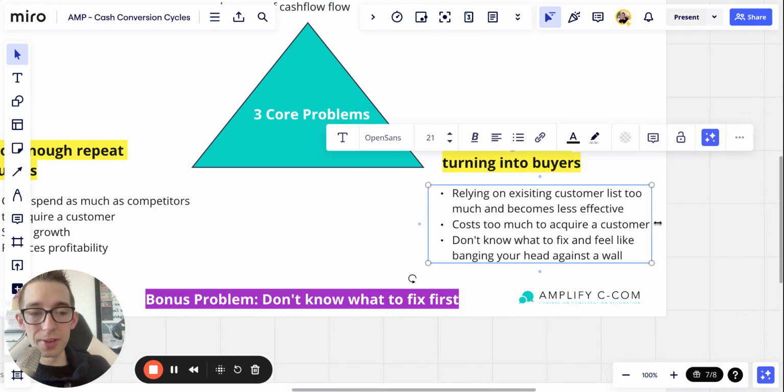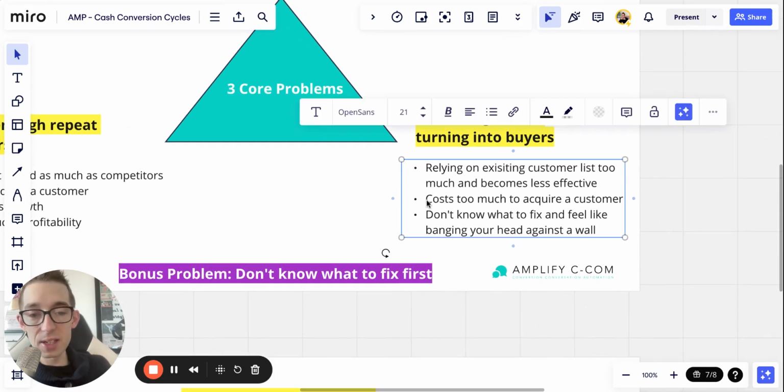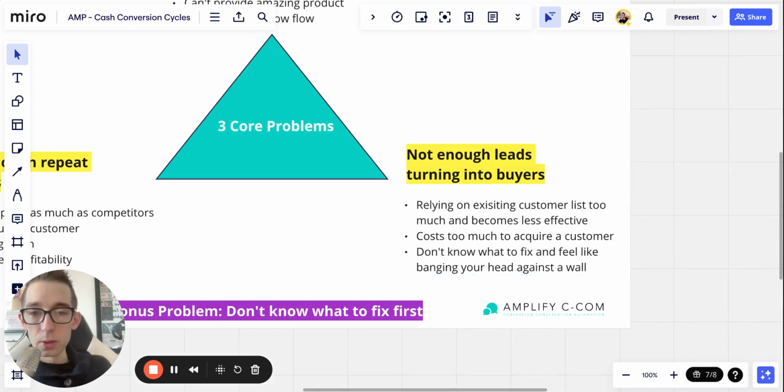A second core problem, not enough leads are turning into buyers. So you're relying too much on your existing customer list, which becomes less effective, right? It costs too much to acquire a customer. You don't know what to fix, and you feel like you're banging your head against a wall. So if you're not getting enough of those leads turning into buyers, then your cash conversion cycle is going to take too long.